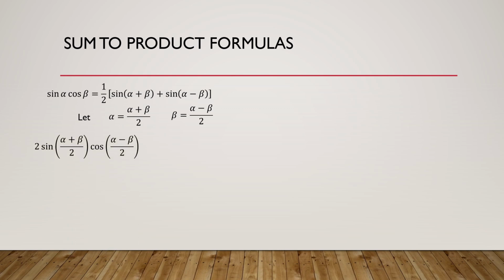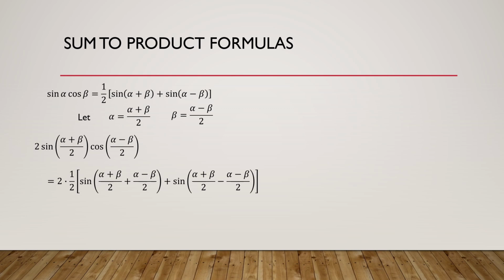To derive the sum to product formula, we start with the product to sum formula. Let alpha equal alpha plus beta over 2, and let beta equal alpha minus beta over 2. Substitute and multiply both sides by 2 to get 2 times sine alpha plus beta over 2 times cosine alpha minus beta over 2 equals 2 times 1/2 times the quantity sine alpha plus beta over 2 plus alpha minus beta over 2 plus sine alpha plus beta over 2 minus alpha minus beta over 2.